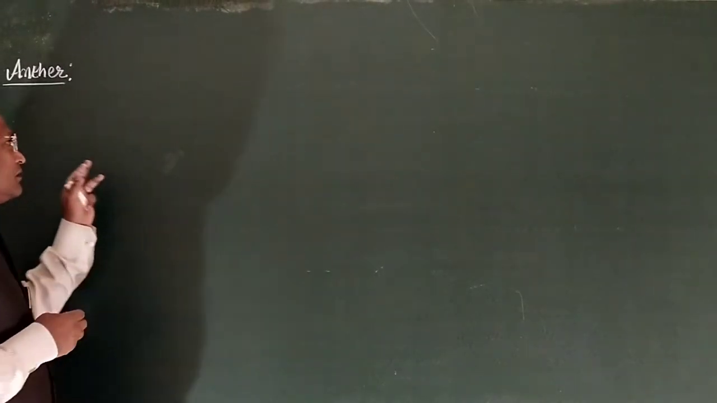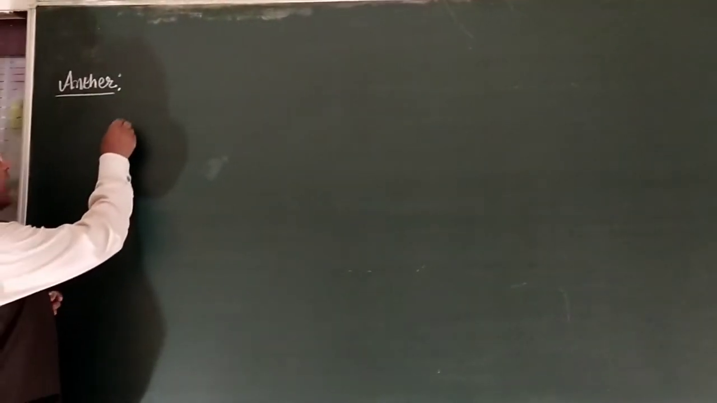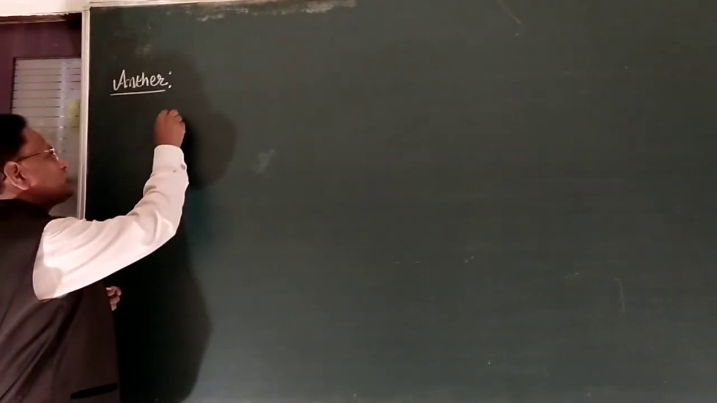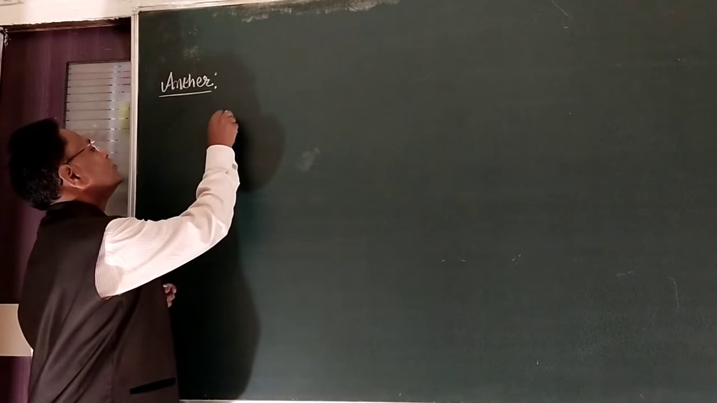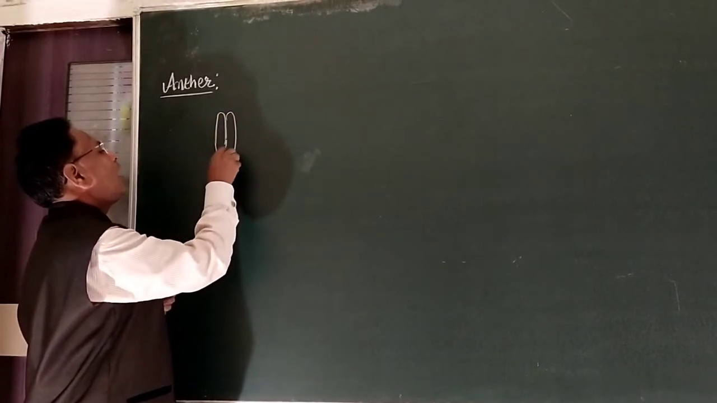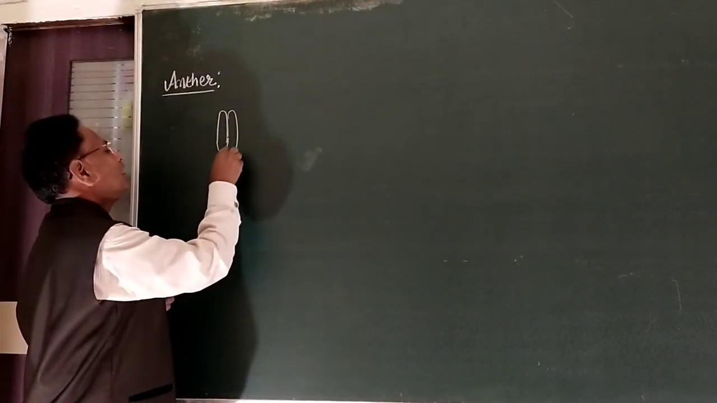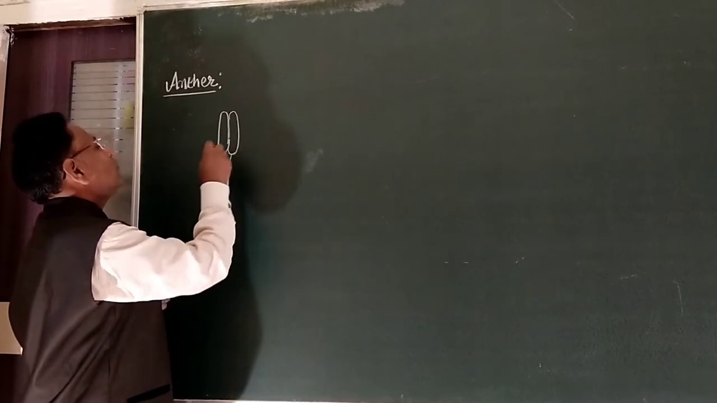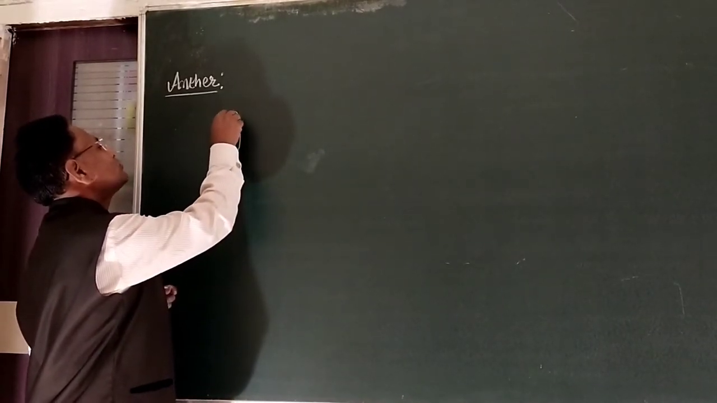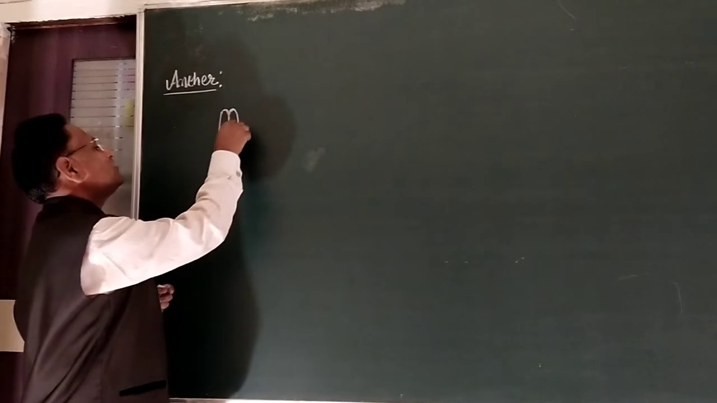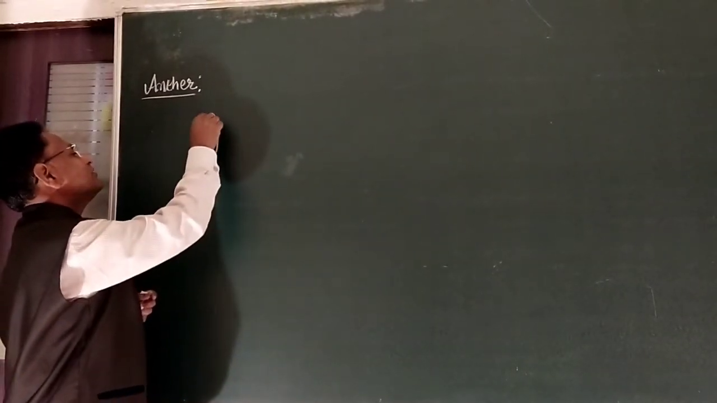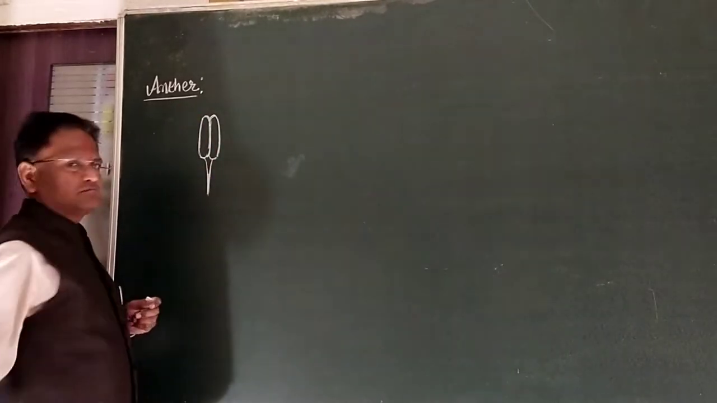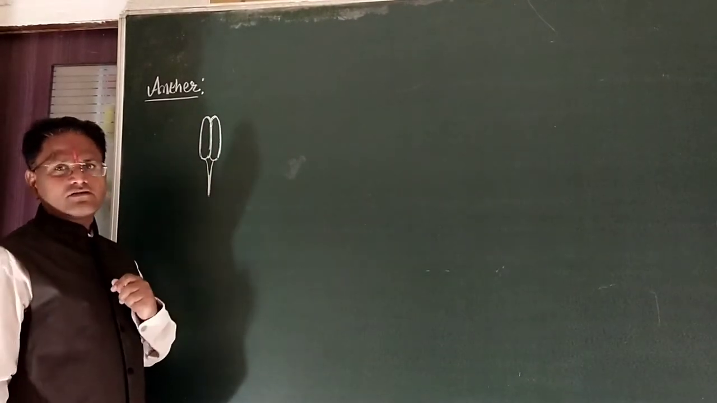Looking at the anther structure externally, the anther may be single lobed or two lobed. An anther possessing two lobes is known as a dithecous anther. This is the dithecous anther.